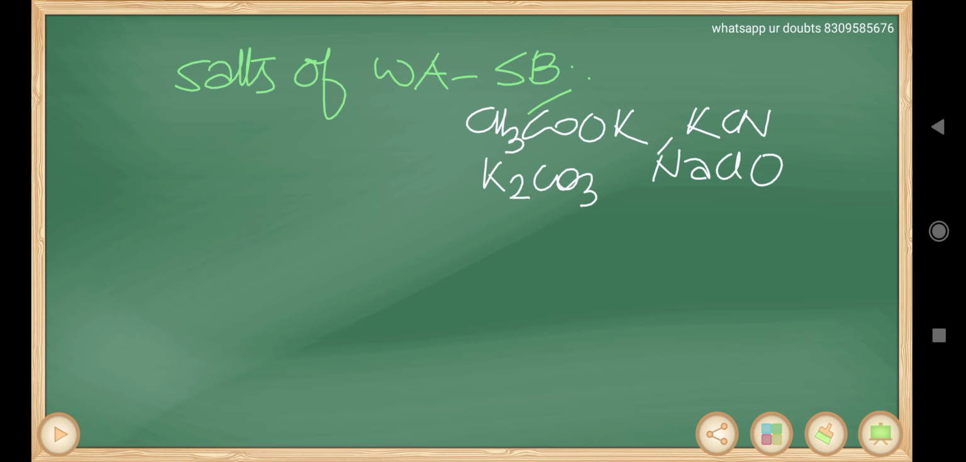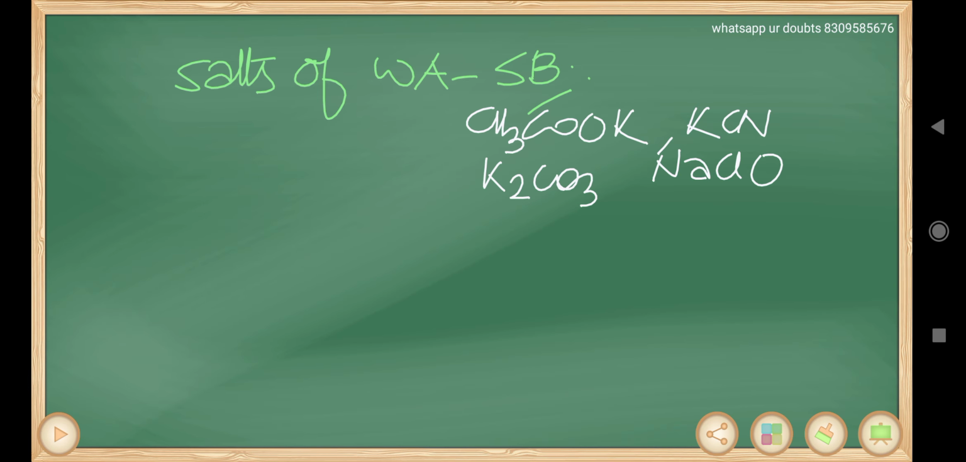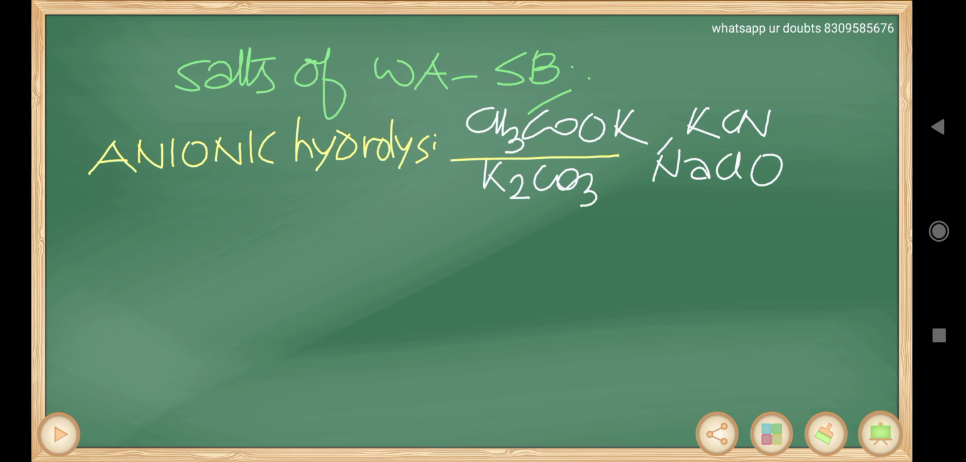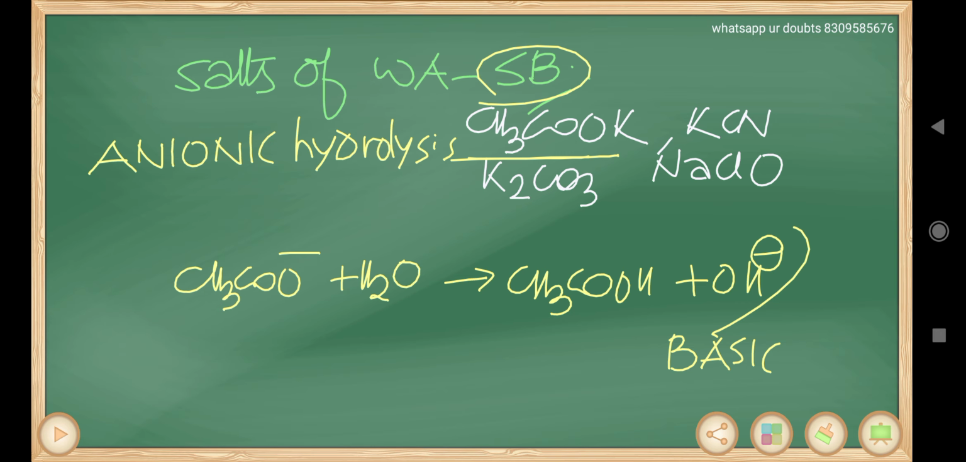In this, the hydrolysis will be, now when you compare with the last one, this is going to be very easy. Here the CH3COO anion part is the weak part, so anionic hydrolysis. This is called anionic hydrolysis. I will show you one reaction. The anion part is here, CH3COO minus, so CH3COO minus plus water gives you CH3COOH and OH minus. Due to the presence of this OH minus, the solution nature will be basic. Strong base means definitely it will be basic only.